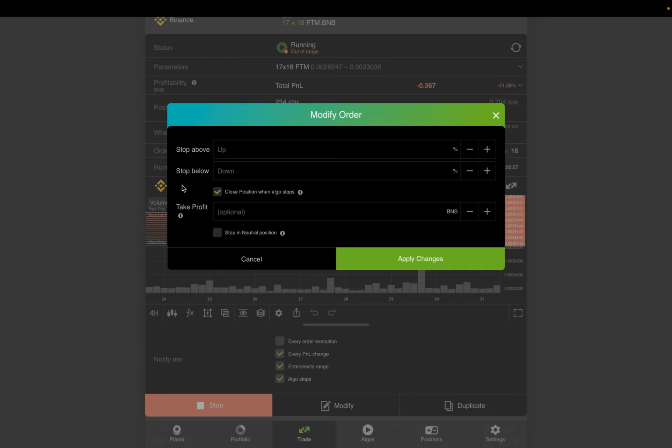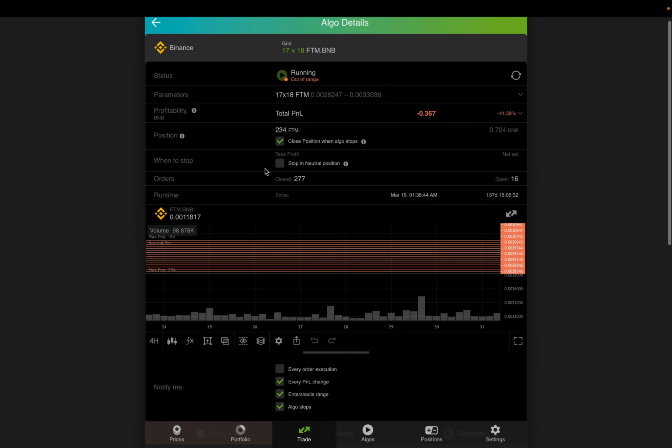So those things, even if you didn't think about them beforehand, or you set some stops that you want to modify, make closer to the grid or farther from the grid, you can do it here. If you didn't put a take profit and you let it run and you see that the market situation changes and you want to put a take profit, you can add it here. And again, if it's running and you want to stop it in a mild way, not abruptly, then stop in neutral position would come in handy.